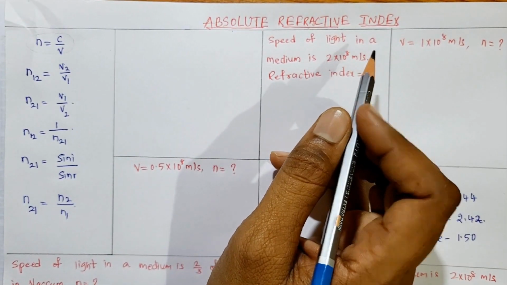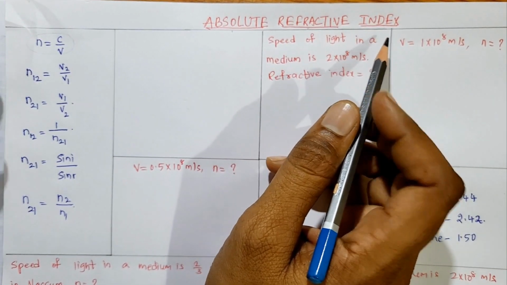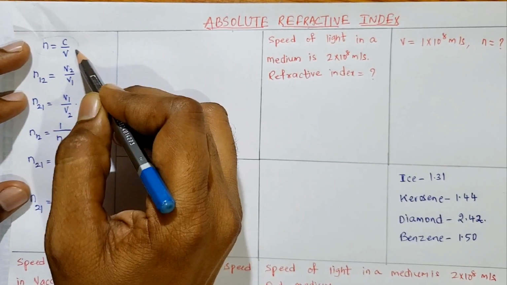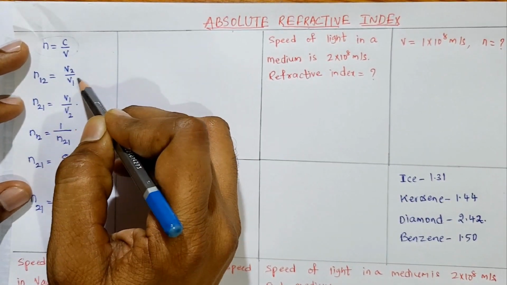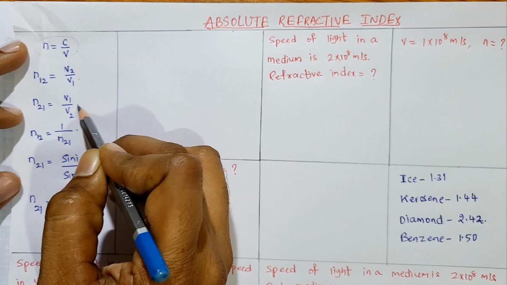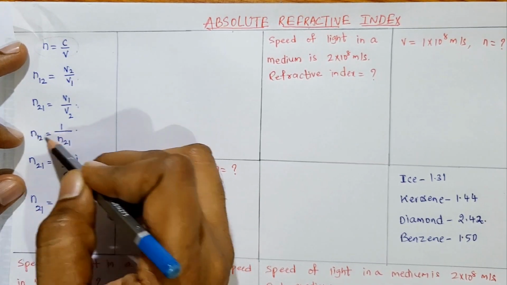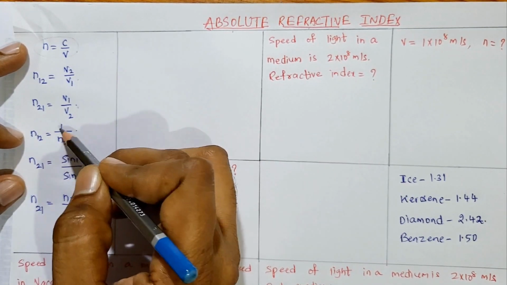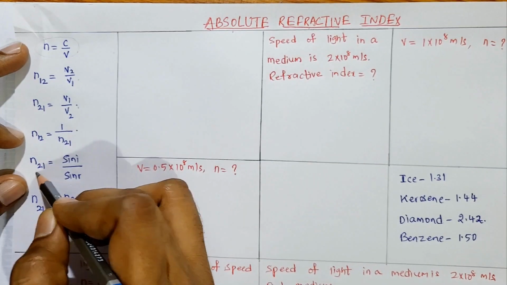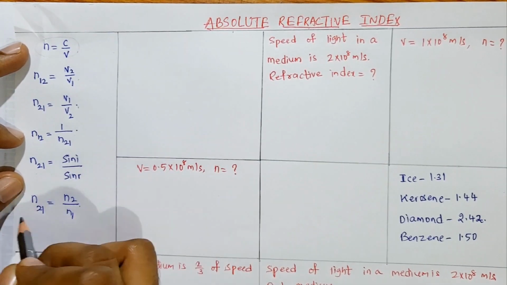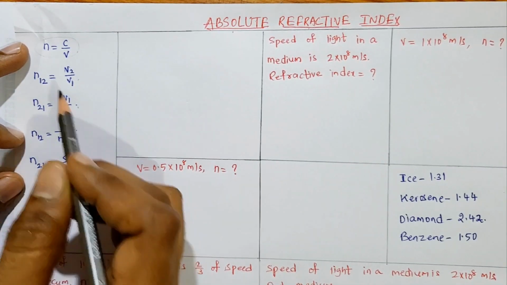There are so many formulas to find refractive index. Those are n is equal to c by v, n12 is equal to v2 by v1, n21 is equal to v1 by v2. n12 and n21 will be related as n12 is equal to 1 by n21. n21 is equal to sin i by sin r, and n21 is equal to n2 by n1.